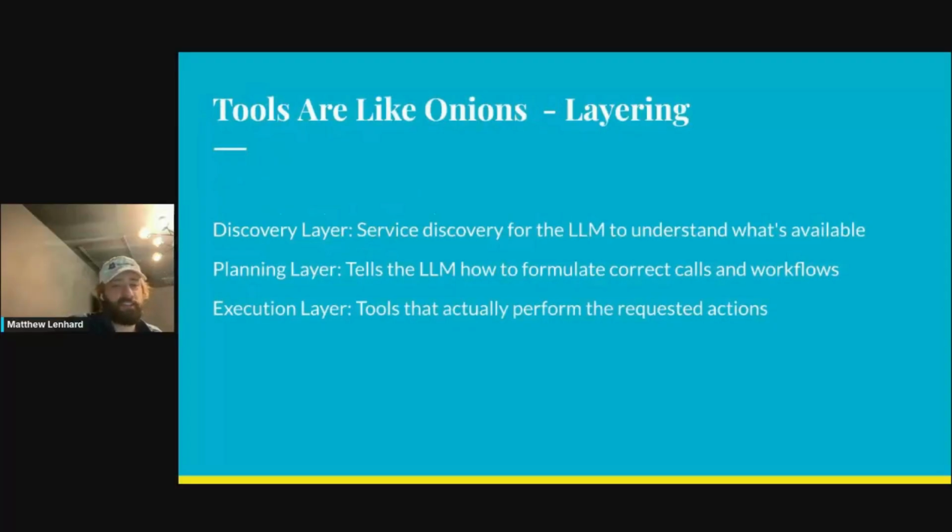So Block has this awesome article that I recommend everybody go read called Tools Are Like Onions. Essentially what they've done is create 3 core tools to start. They have a discovery tool, a planning tool, and an execution tool. And each of these informs the client or host how to choose and then execute the correct tool.